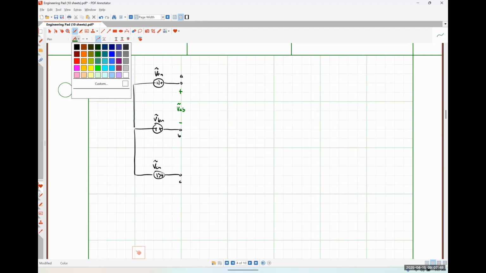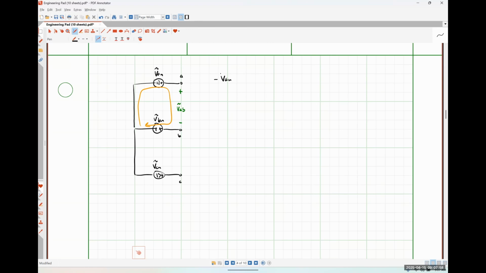So if I write a Kirchhoff's voltage law equation around this path, what I will get is negative VAN plus VAB plus VBN is equal to 0. Or just to be clear, when I'm writing a KVL equation, anytime I see the negative polarity terminal of a voltage first, it gets a negative sign. Anytime I see the positive polarity terminal first, it gets a plus sign. So that's where all of those signs come from, okay?